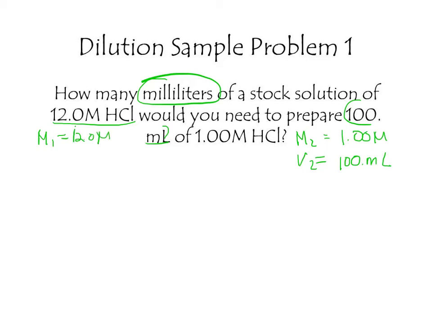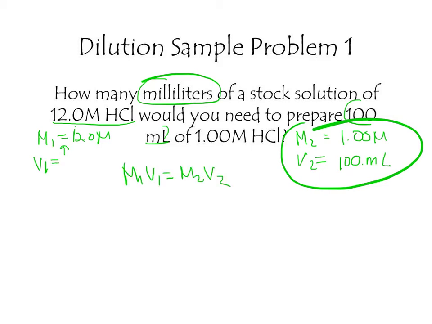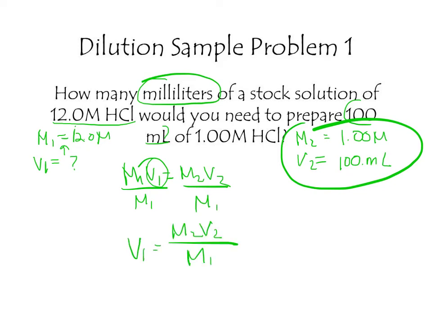Now, we are looking for how much of this we needed to make this. So we're looking for V1. Let's go ahead and write our equation: M1V1 equals M2V2. We're looking for V1, so if we want to isolate it on its own, we have to divide both sides by M1. And so V1 is equal to M2V2 divided by M1. And you just plug in the numbers: 1.00 molar times 100 milliliters divided by 12.0 molar.